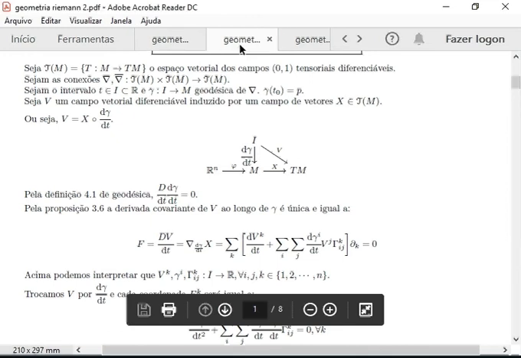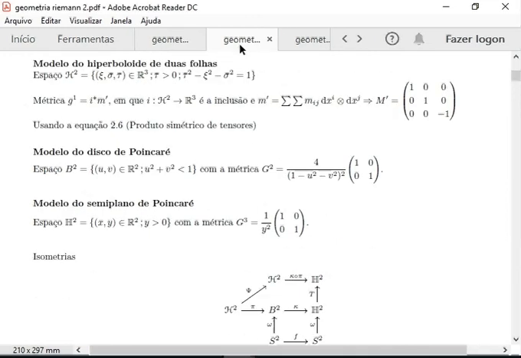The subject now is the hyperboloid of two leaves. It's H2: (x, σ, τ) in R3, τ greater than 0, τ² minus x² minus σ² equals 1. It has the Minkowski metric dx1² plus dx2² minus dx3², tensorial symmetric product.